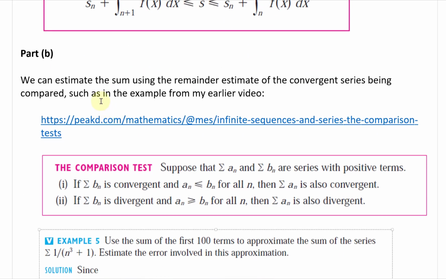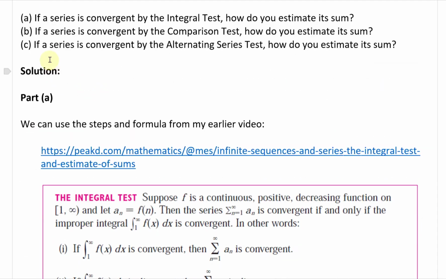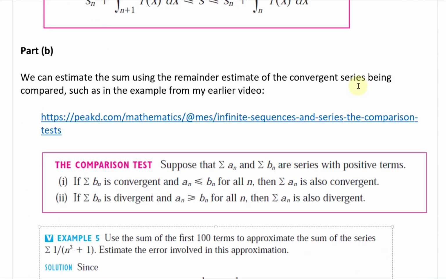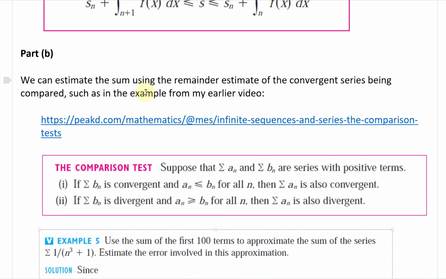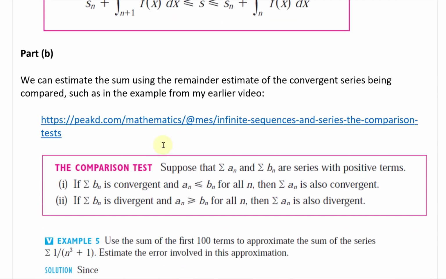All right, so now let's take a look at part B. If a series is convergent by the comparison test, how do you estimate its sum? We can estimate the sum using the remainder estimate of the convergent series being compared, such as in the example from my earlier video, and here's a link to it. We'll go over this, and it has an example on that.